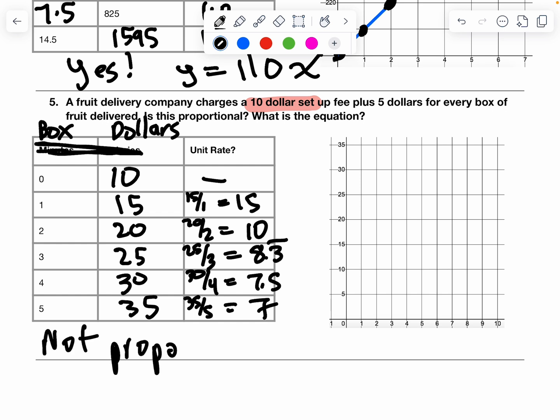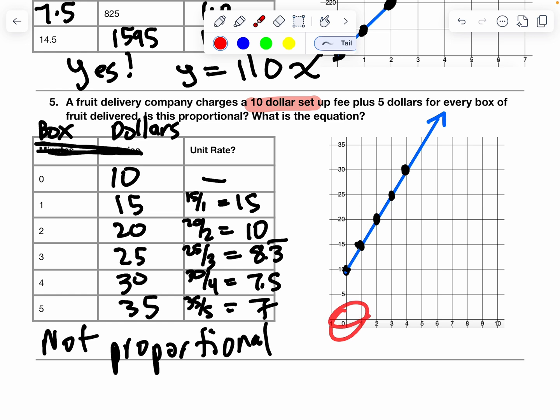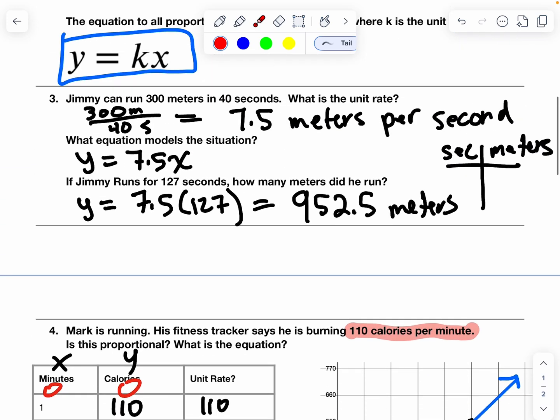Let's look at this on a graph. 0, 10, 1, 15, 2, 20, 3, 25, 4, 30. That's enough points. We draw a line. Let's look at this. Is it a straight line? Yes, it's linear. Is it through the origin? Remember, this is the origin right here. Does it hit the origin? No. So that's another reason why we know it's not proportional, because it misses the origin. All right, well done following along and listening and taking notes.